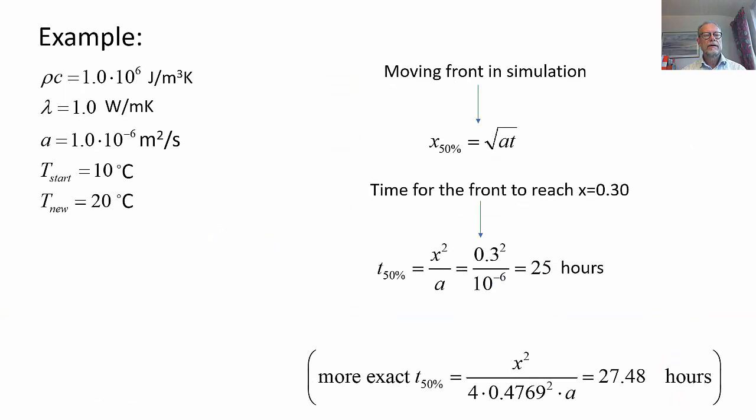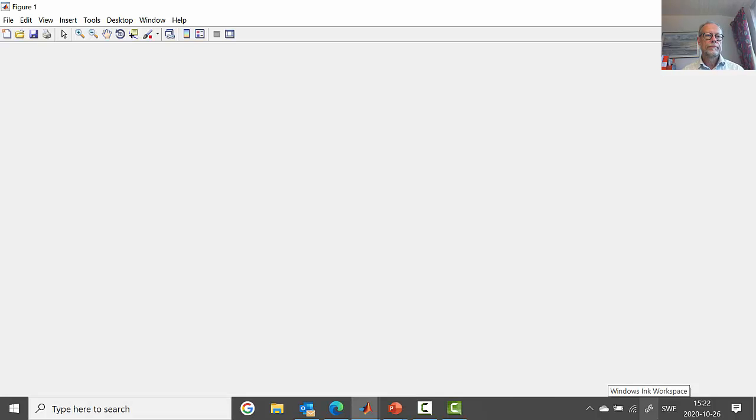An example here: rho C is 10 up to 6, lambda value 1, the thermal diffusivity 10 up to minus 6, starting temperature 10, the new temperature 20 degrees. And we know that the moving front in the simulation is like the square root of a t. The time it takes for the front to reach 0.3 meters into the material using the formula is around 25 hours. More exactly 27.48 hours, but roughly 25 hours.